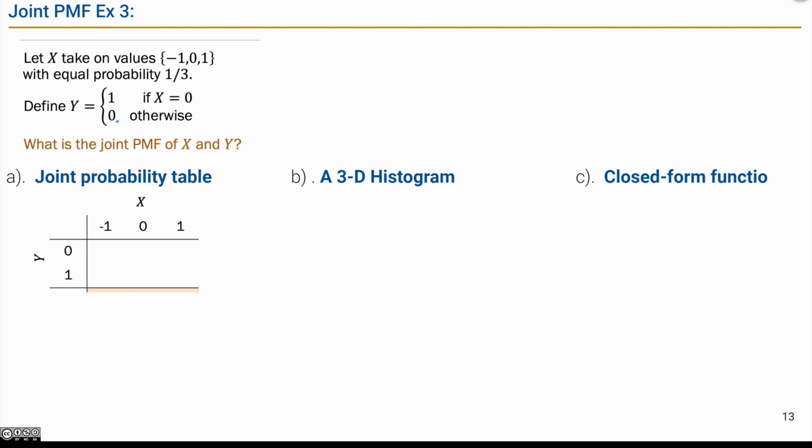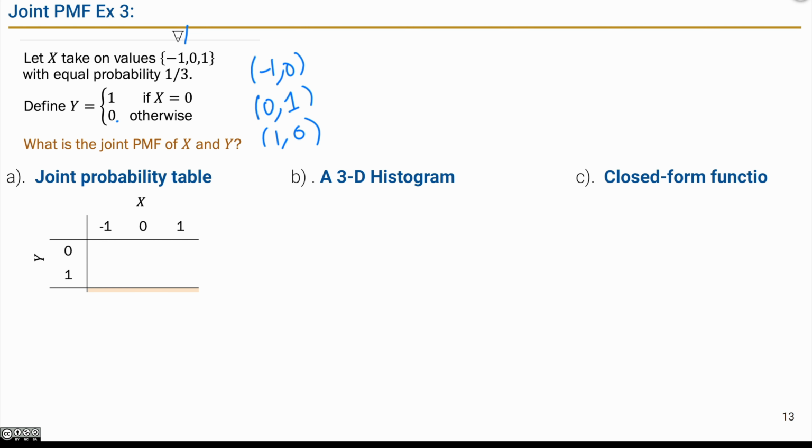Okay, so let's think through this. I actually think it's easiest to think through this by figuring out what are the possible combinations of x and y we can even have. So if x is -1, y is going to be 0. So that's one data point that I have, possible. If x is 0, I have that y is 1. And if x is 1, I have y is 0. I don't have any other possible combinations.